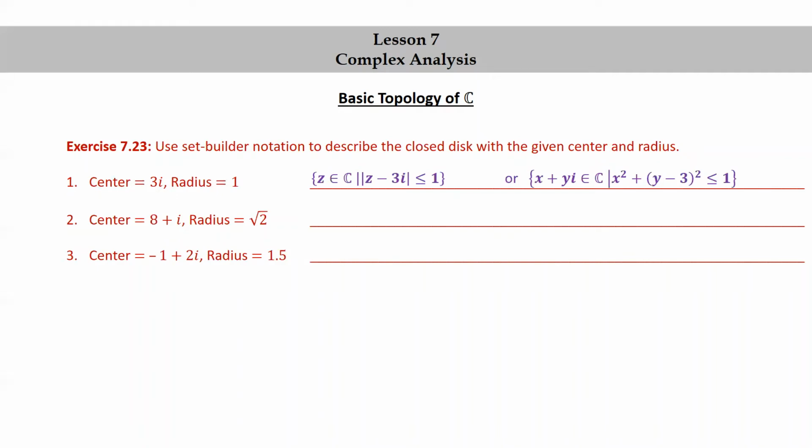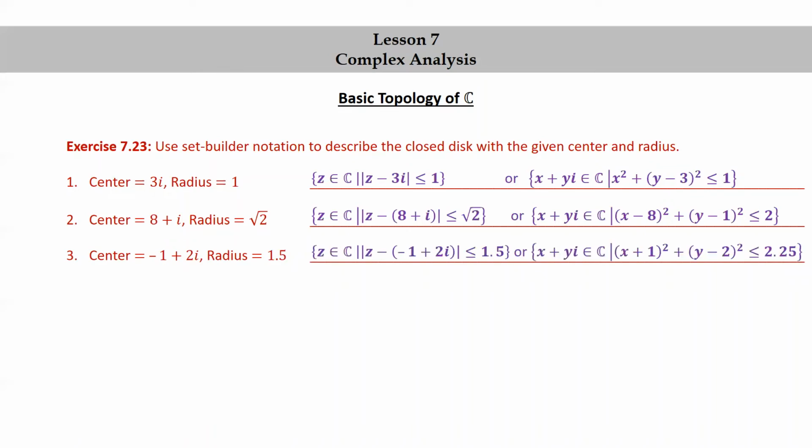Center equals 8 plus i, radius equals the square root of 2. The set of complex numbers z such that the absolute value of z minus 8 plus i is less than or equal to root 2, or the set of complex numbers x plus yi such that x minus 8 squared plus y minus 1 squared is less than or equal to 2. Center equals -1 plus 2i, radius equals 1.5. The set of complex numbers z such that the absolute value of z minus -1 plus 2i is less than or equal to 1.5, or the set of complex numbers x plus yi such that x plus 1 squared plus y minus 2 squared is less than or equal to 2.25.